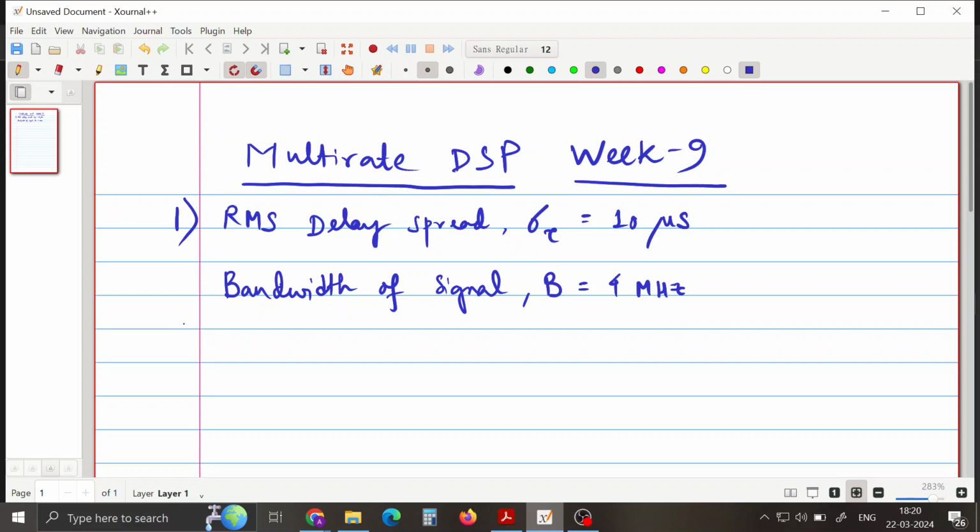So I'll calculate that. This implies the symbol duration, let me denote it by T suffix S, is 1 by bandwidth, which is 1 by 4. Since the bandwidth is in megahertz, the symbol duration would be in microseconds, because it's the reciprocal.